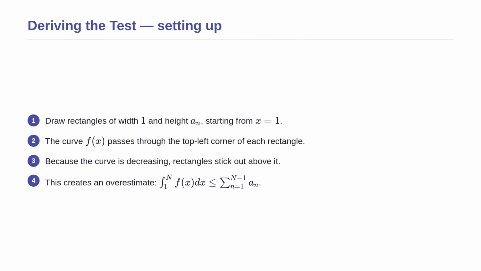works. We can prove it by comparing the area of rectangular blocks to the area under the smooth curve. First, we draw rectangles where the width of each rectangle is exactly 1 and the height is the sequence term a sub n, starting from x equals 1. The curve passes through the top left corner of each rectangle. Because the function is strictly decreasing, the rectangles stick out slightly above the curve, meaning their total area overestimates the true area under the continuous curve.